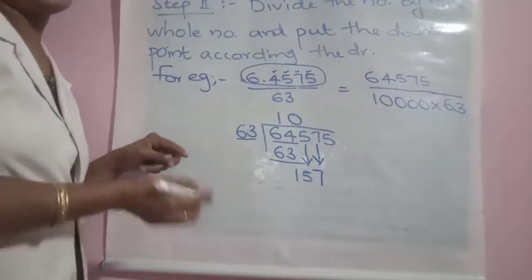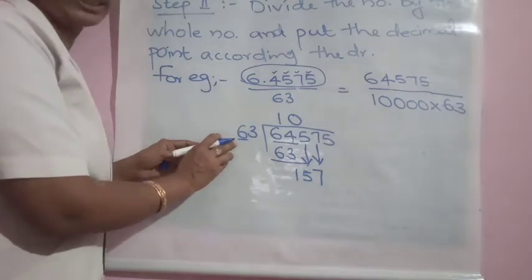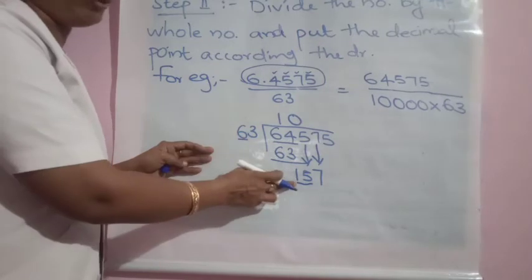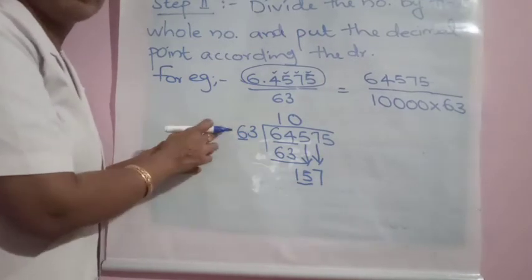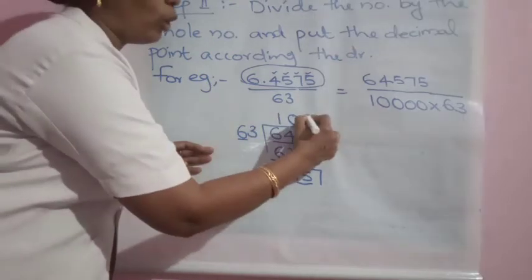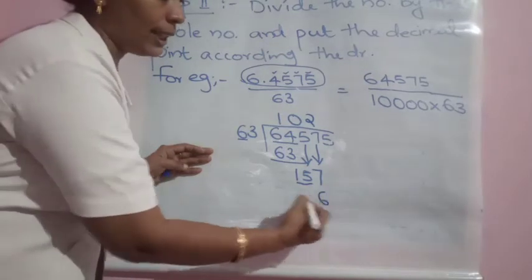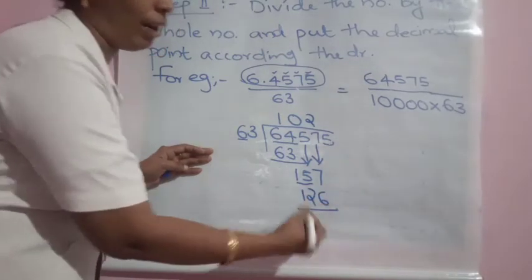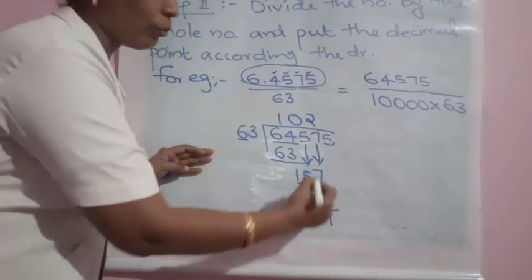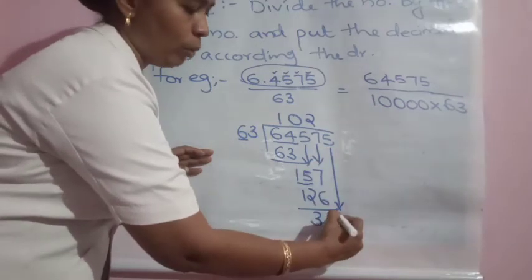157. Last year also the teacher told you one easy shortcut method. Look here, the first digit is 6. Here take 2 digits only. Then in 15, how many 6s are there? Only 2 6s. So write 2 on the top. Then multiply 63 into 2. 3 2s are 6, 6 2s are 12. 126. Subtract. 7 minus 6, 1. 5 minus 2, 3. Then the last one, 5, bring down.